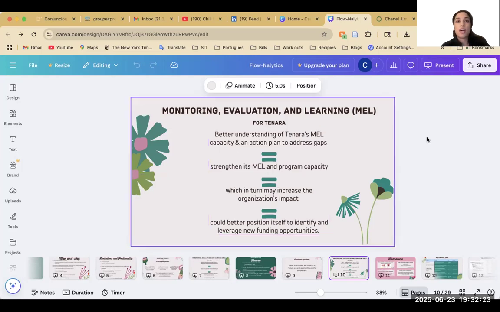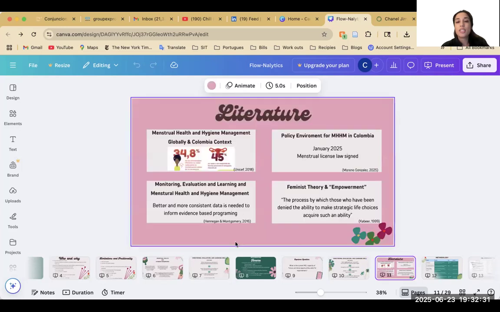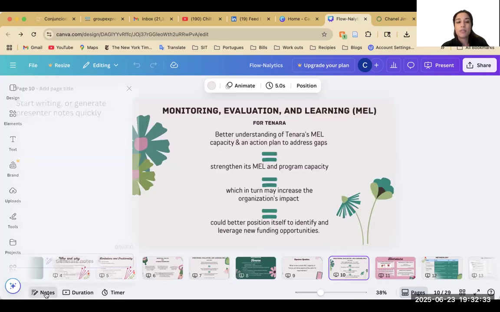This is kind of what I was working with. Yeah, so I will then continue. Let me look at my notes and see if there is something.